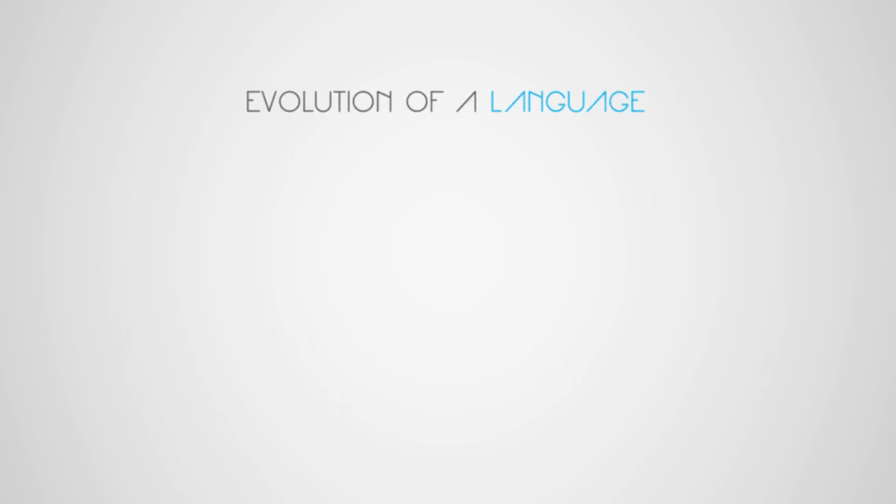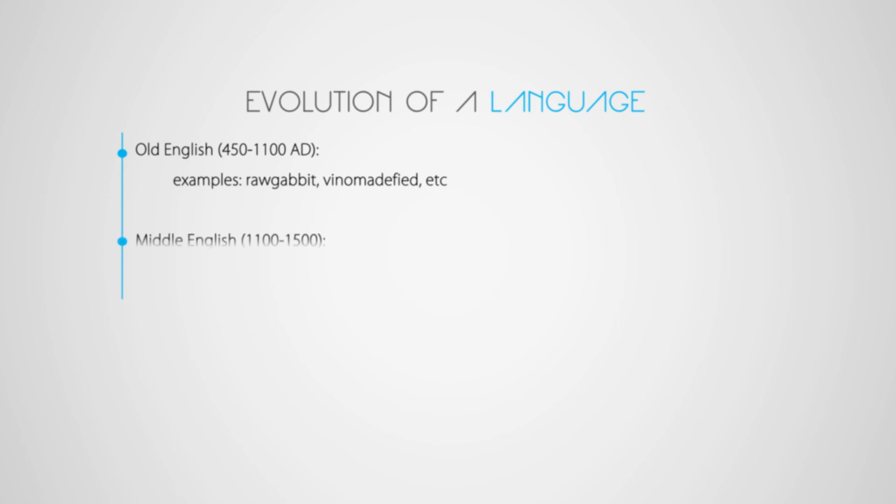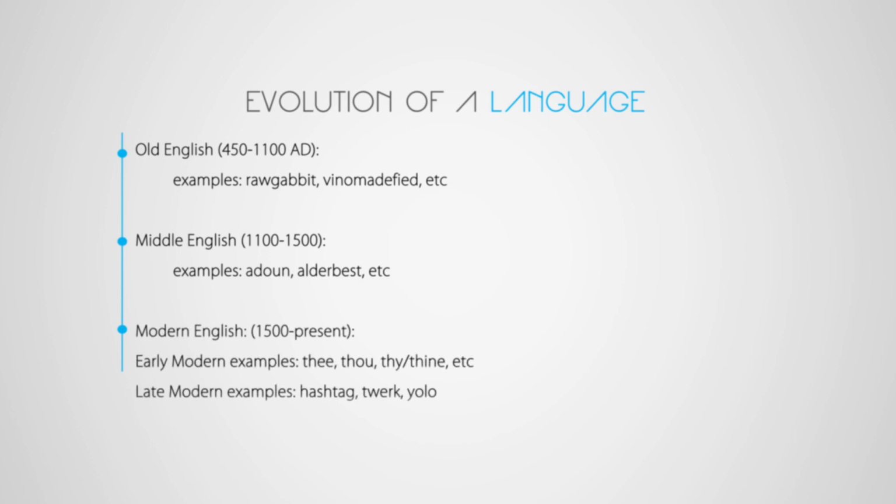We can determine the course of evolution of a language using frequency analysis, as some words are specific to a certain literary era. For example, some common words of Old English are orgabit, vinamidified, etc. Some common words of Middle English are adown, alderbest. Some common words of early modern English are thee, thou, thy, thine. And some common words of late modern English are hashtag, twerk, yolo.